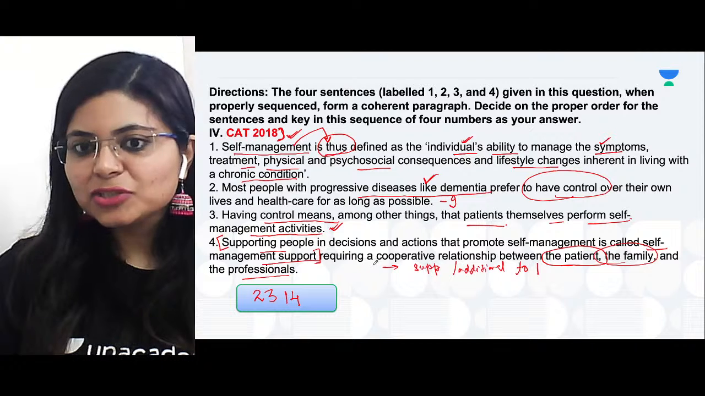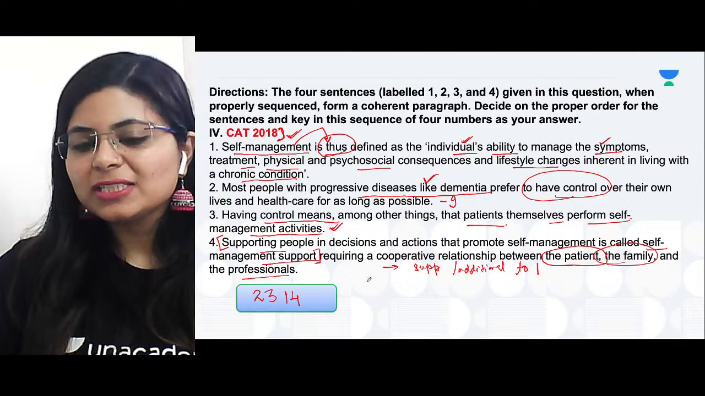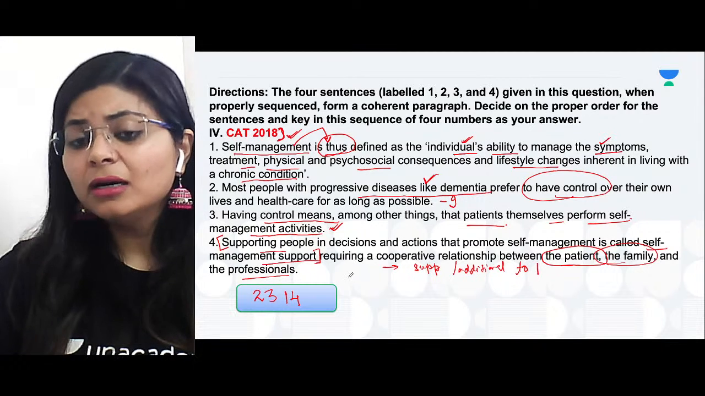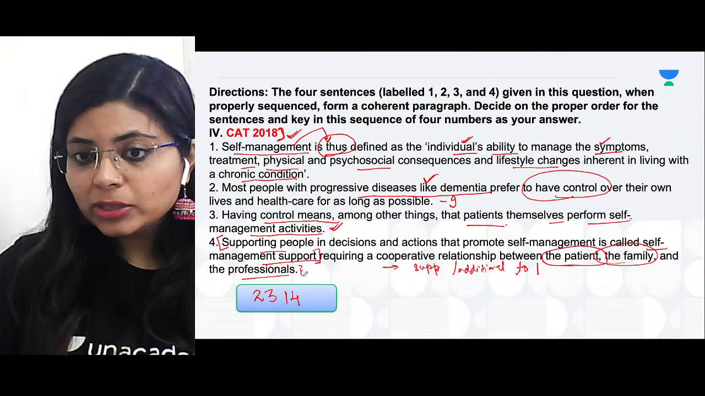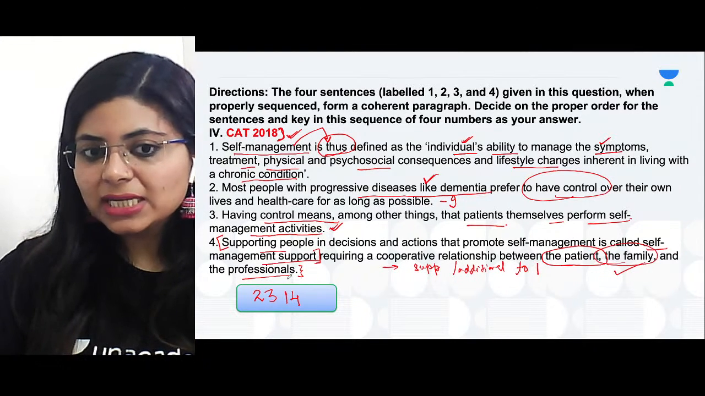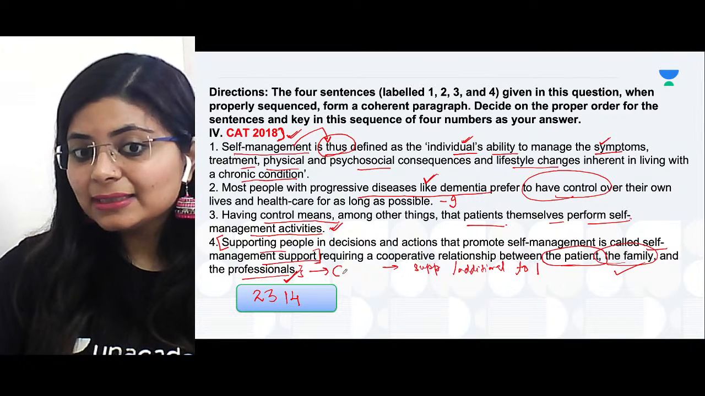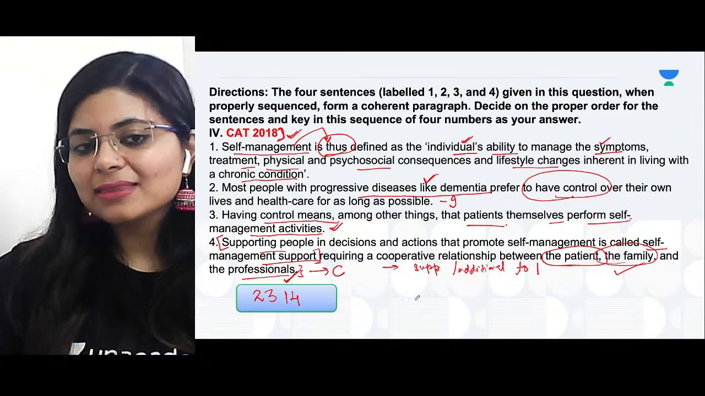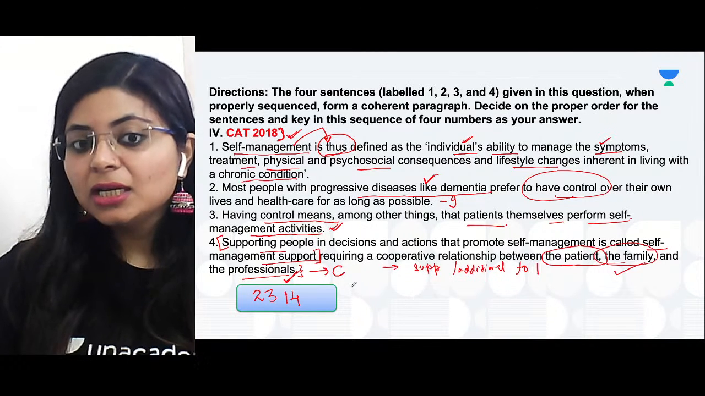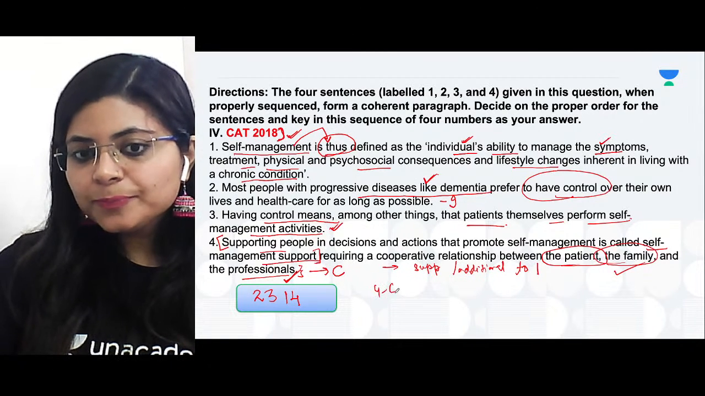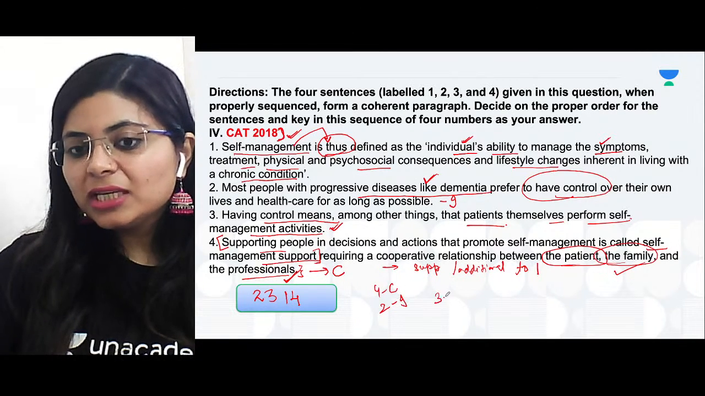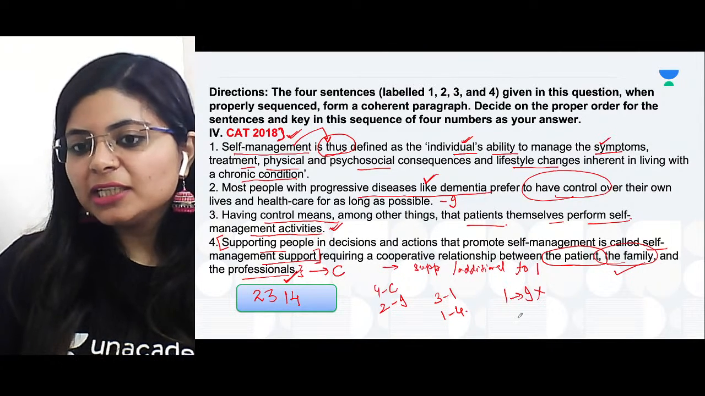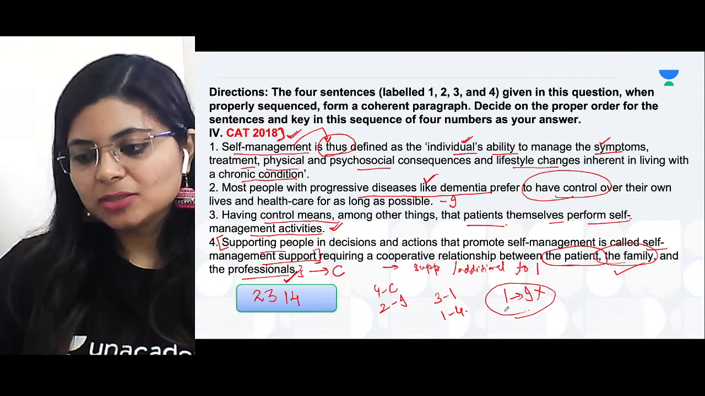Supporting people in decisions and actions that promote self management is called self management support, requiring a cooperative relationship between the patient, the family, and the professionals. Also, we are talking about new things here. देखो, family or professionals have new ideas. This should give you a hint कि ये conclusion है because this has not been discussed anywhere in the remaining three sentences. So 4 is a conclusion, 2 is the intro, 3 1 is a pair, 1 4 is a pair, 1 cannot be the intro. There are hints everywhere in the question.